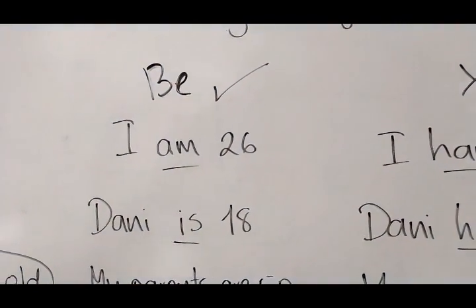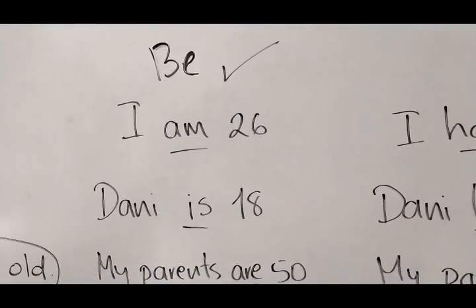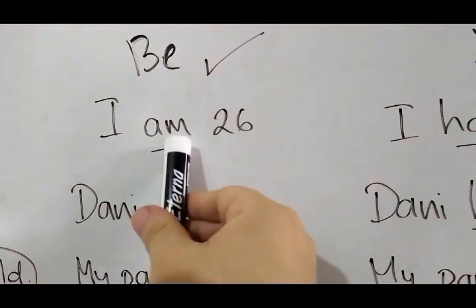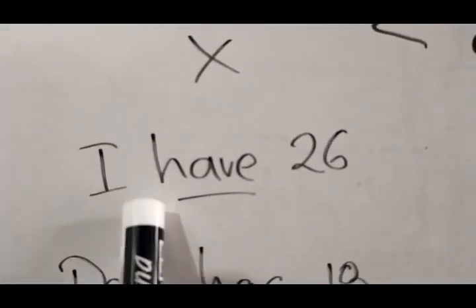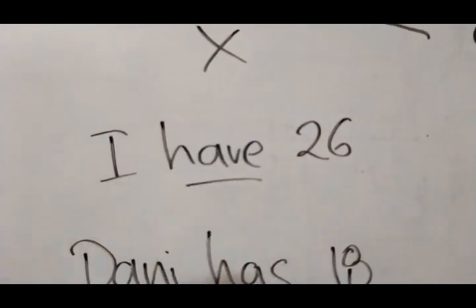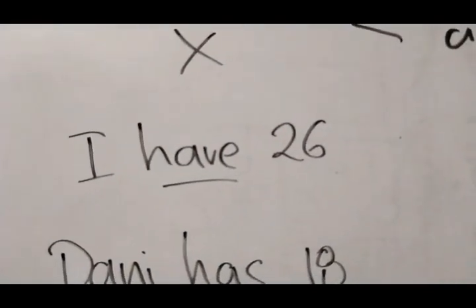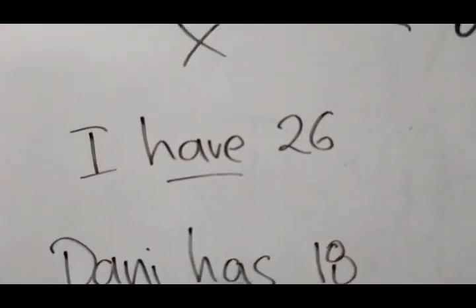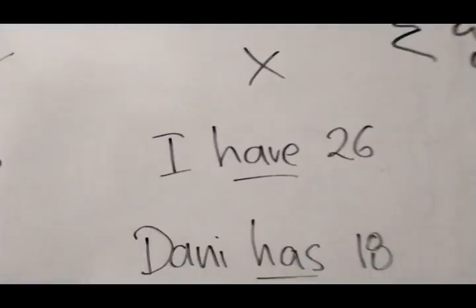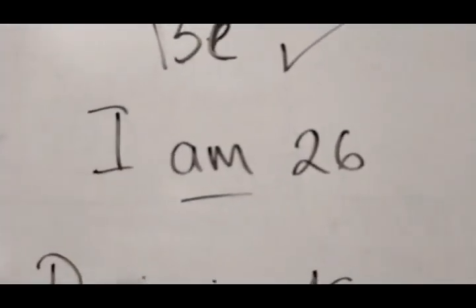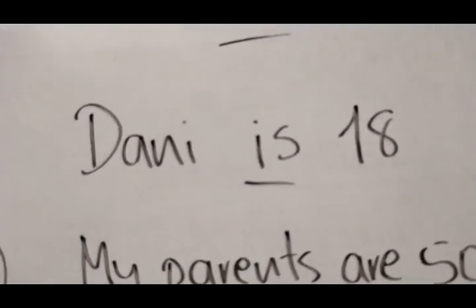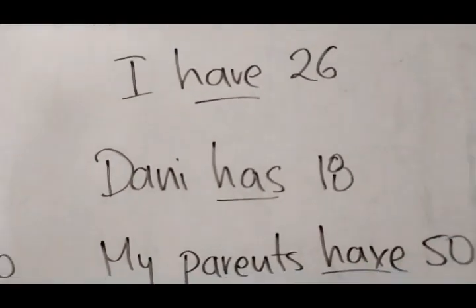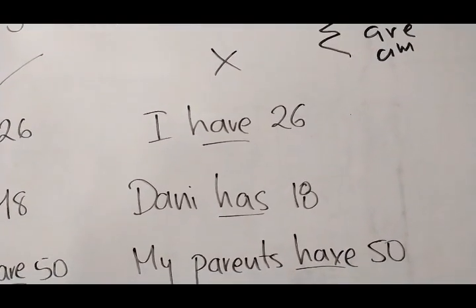For example, if I want to say yo tengo 26, I'm saying I am 26. Incorrect. Don't say I have. Es incorrecto decir yo tengo 26 literalmente utilizando este verbo tener. So, what do you use? The verb to be. For example, Dani tiene 18. Okay, Dani is 18. Incorrect is to say Danny has 18.